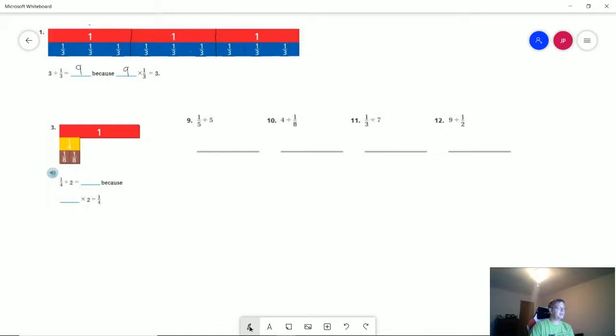The other way we can look at this is to have the dividend, the number that we're starting with, be the fraction, and we are going to divide it by a whole number. What we are saying with this problem, 1/4 divided by 2, is we are taking 1/4 of a shape and splitting that up into two equal size pieces.